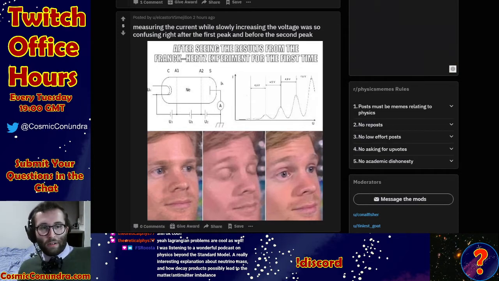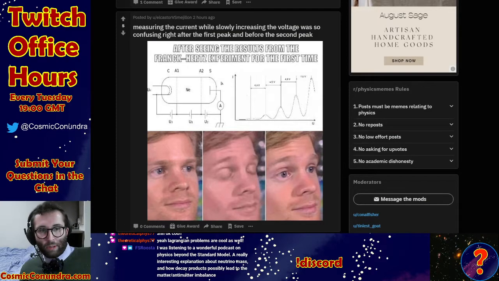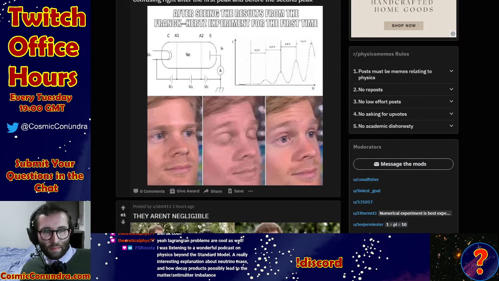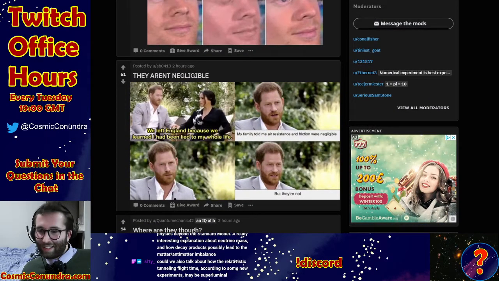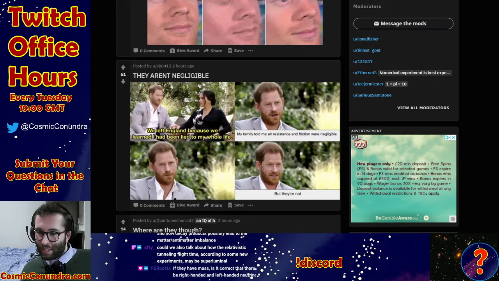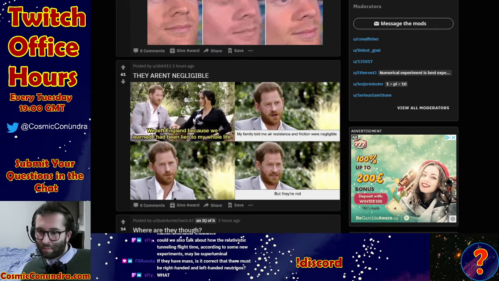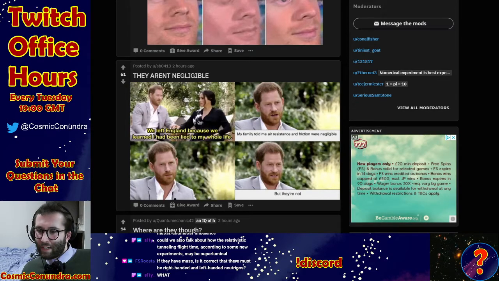Measuring the current while slowly increasing the voltage was so confusing right after the first peak and before the second peak. After seeing the results from the Franck-Hertz experiment for the first time. I don't know that experiment. Yeah, no idea about that experiment. Could we also talk about how the relativistic tunneling flight time, according to some experiments, may be superluminal? I haven't heard about that.